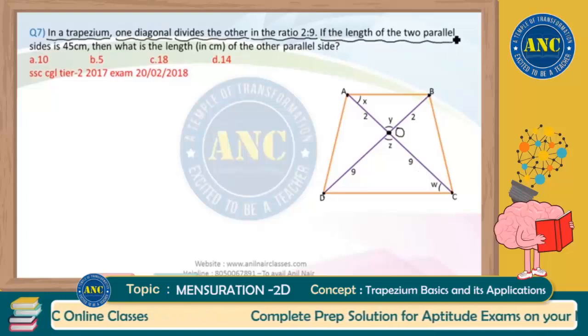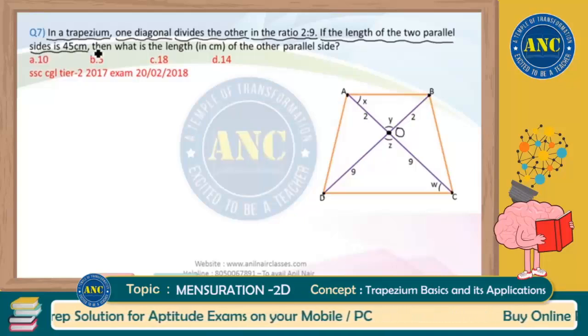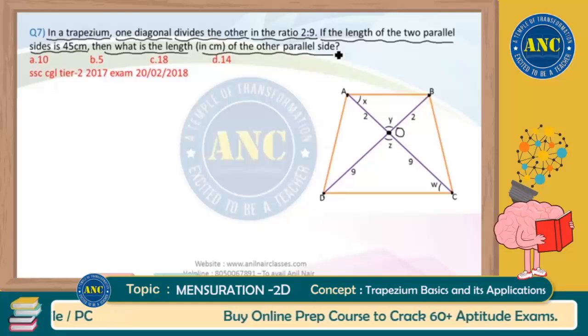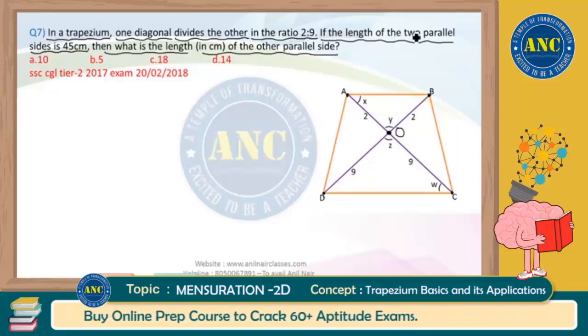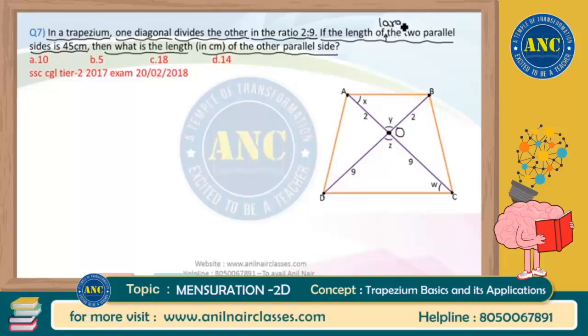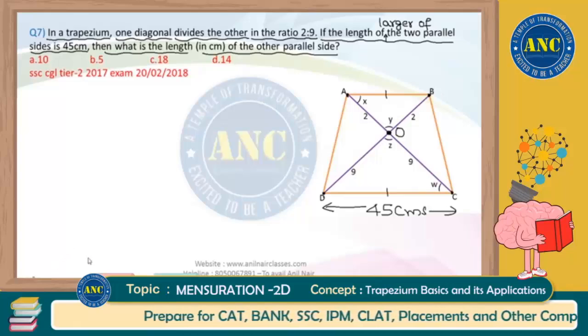If the length of two parallel sides is 45 centimeters, what is the length of the other parallel side? Probably there is some mistake, right sir? The question should be: if the length of the larger of the two parallel sides, how can both the parallel sides be equal? Out of these two parallel sides, the larger is CD. If CD is 45 centimeters, find the value of AB is the question. I hope it is clear for you. Find the value of AB.